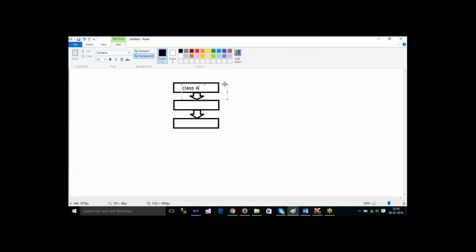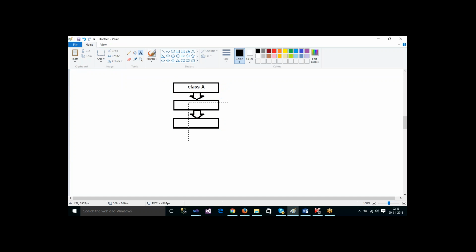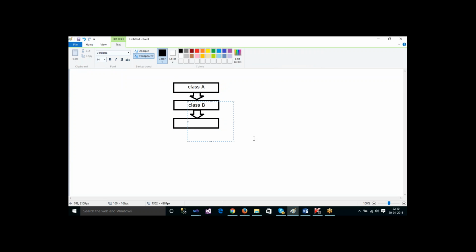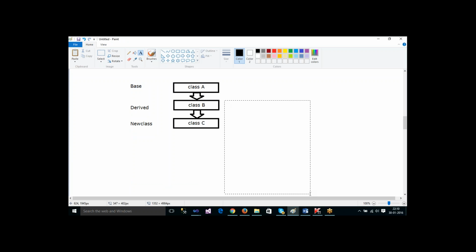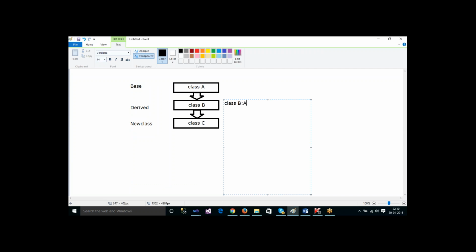Class A, class B, class C. Okay, so now how are you going to write? This is base, this is derived, this is new class. Okay. Now how are you going to inherit? For class B, you are going to write class B colon A.